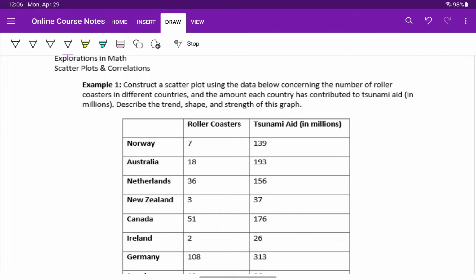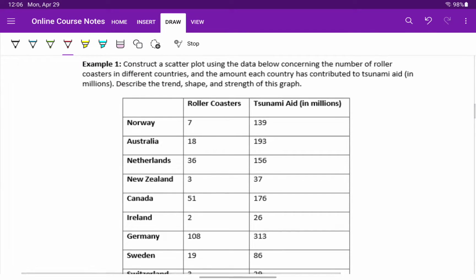In example 1, we want to take a look at a case of how we construct a scatter plot in Desmos. In this case, what we have is the data on the number of roller coasters in a given country and the amount that that country has contributed to tsunami aid. So, two variables that don't really have a lot of obvious connection with each other, but these are paired data sets, to refer back to that idea from before, because the value in the first column and the value in the second column are paired in the sense that they come from that same country. So the 7 and the 139 have a paired connection since they're sourced from the same place.